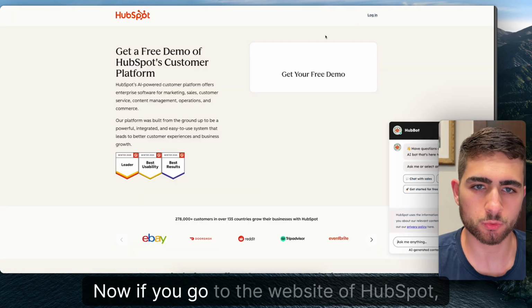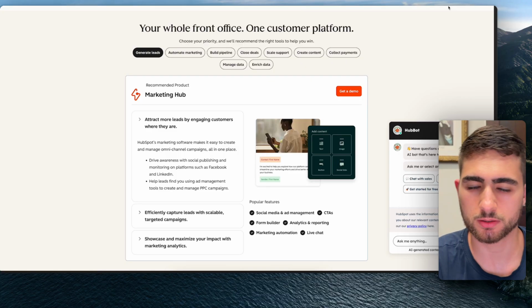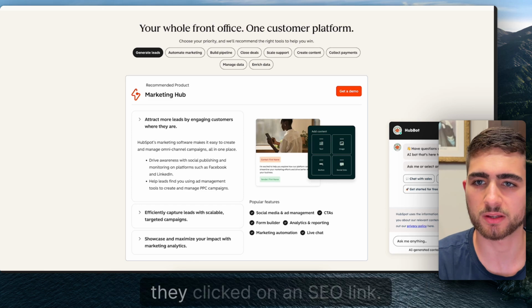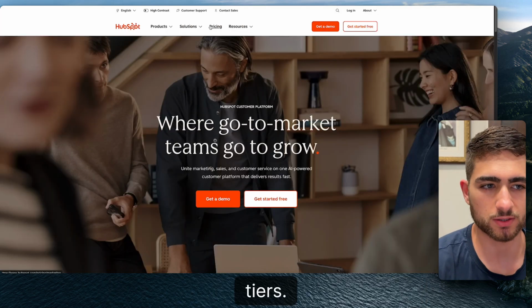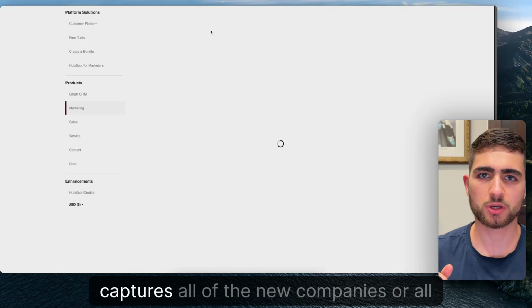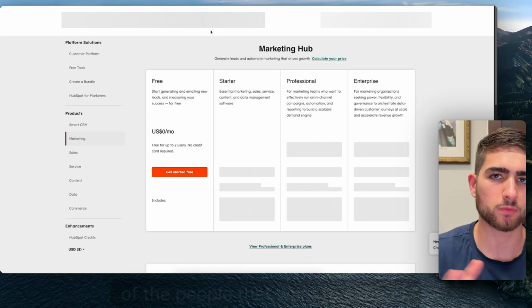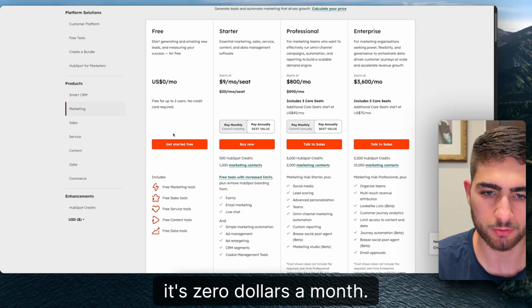Now, if you go to the website of HubSpot, look at this, the link here. If you go to HubSpot's website, let's try to go to the normal website. They clicked on an SEO link. Basically, they have multiple pricing tiers. They started off with a free tier, which captures all of the new companies, so all of the people that want to experiment with the software. As you can see, it's $0 a month.